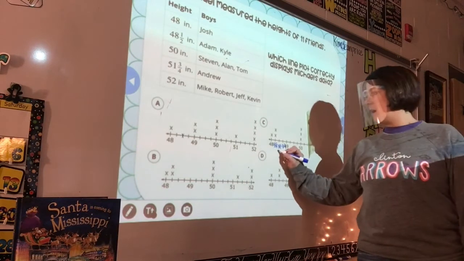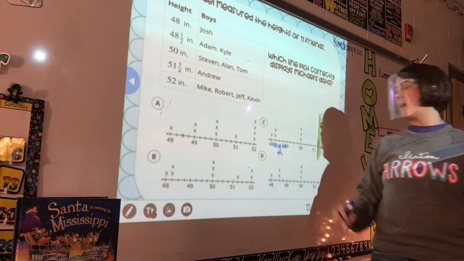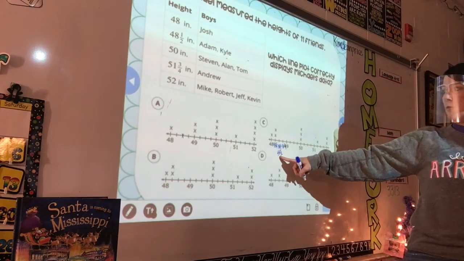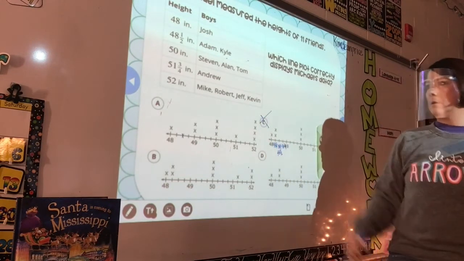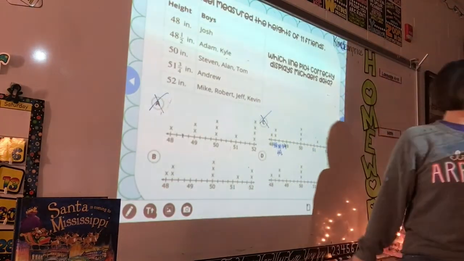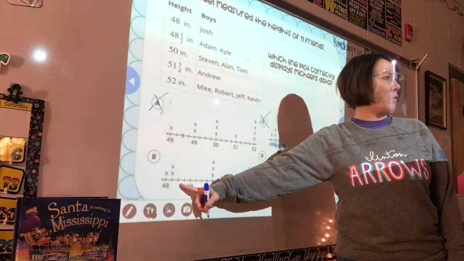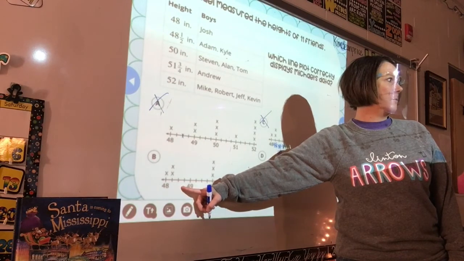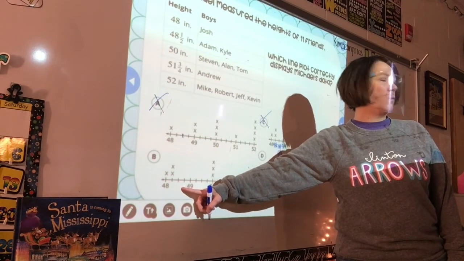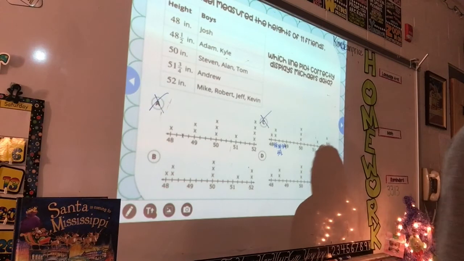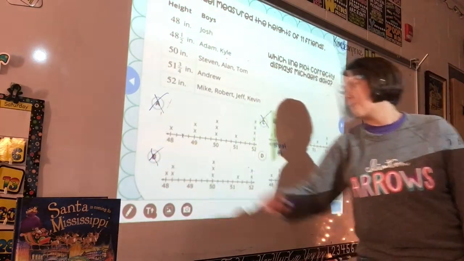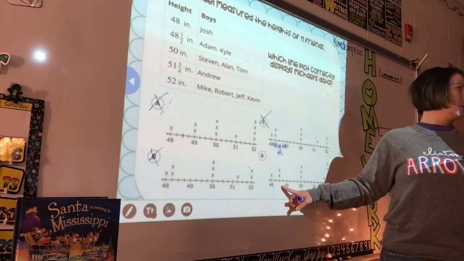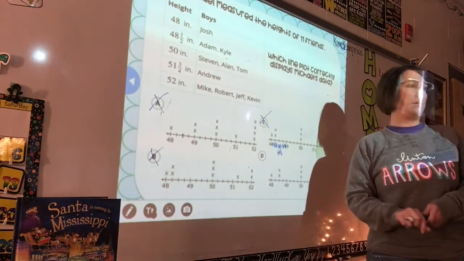Because this is 48 and a half, does this have 2 X's over 48 and a half? No. Mark it out. Does this one have 2 X's on 48 and a half? Bridget, does it? Where does it have the 2 X's? On 48 and 1/4. So mark it out. Does this one have it on half? Yeah, so you should have gotten D.